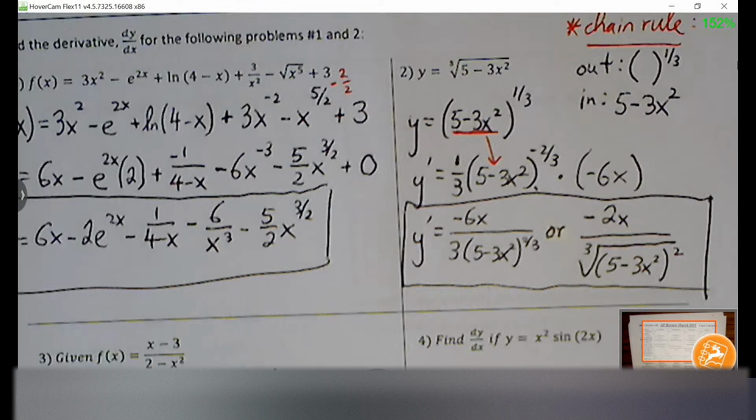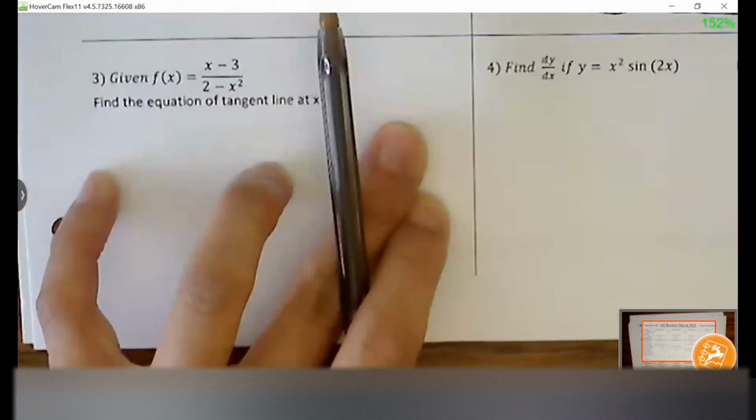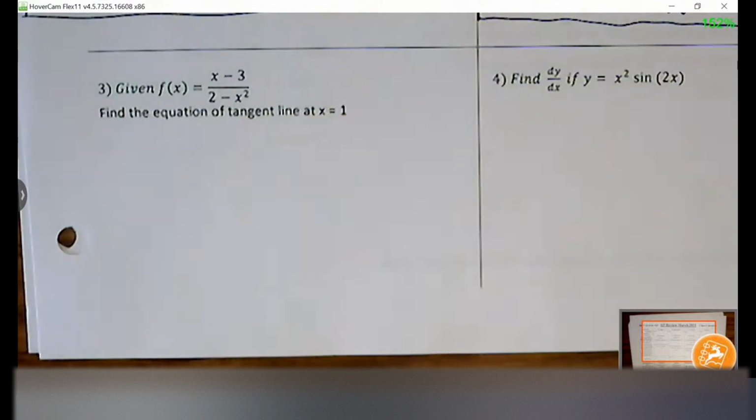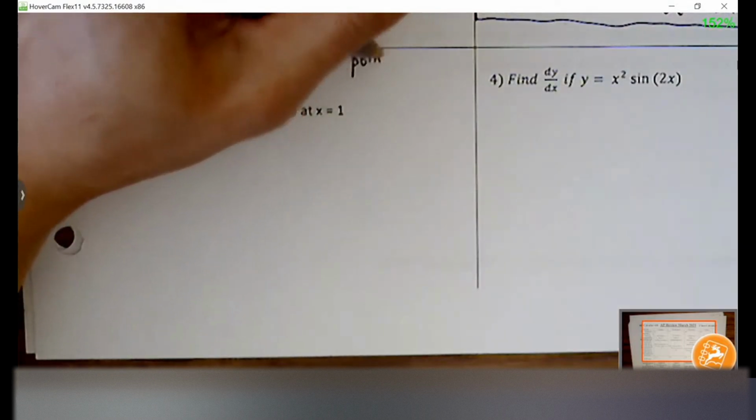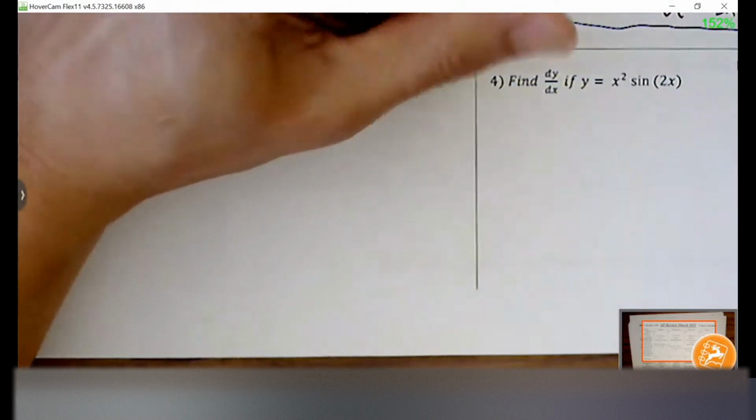Okay, any questions so far? All right, number 3. We have a function. We're asked to find the equation of the tangent line at x equals 1. So for a tangent line equation, we need to find an ordered pair, we need to find the slope, and then dump it into the point-slope form, right? So I'm going to just identify the need for that information.